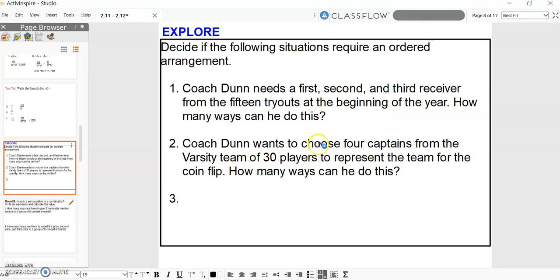Coach Dunn wants to choose 4 captains from the varsity team of 30 players to represent the team at the coin flip. How many ways can he do this? This would be a combination. We're not actually concerned with who is the first, second, third, or fourth captain. It's just how many different people can we choose to be a captain, and there are 4 slots. This would be a combination.